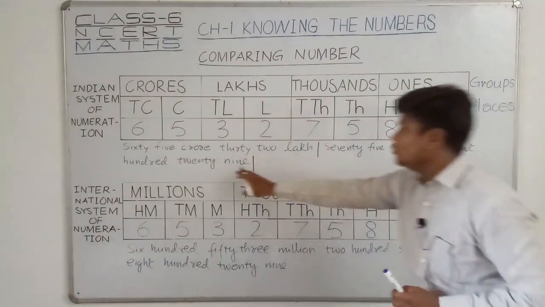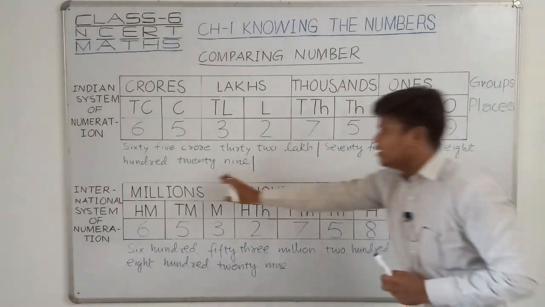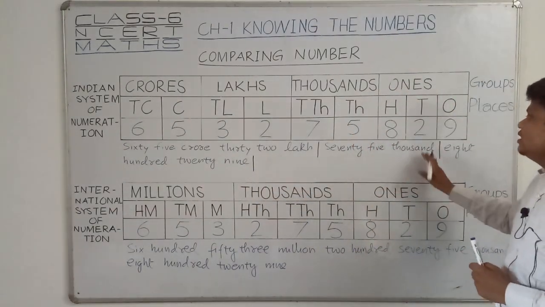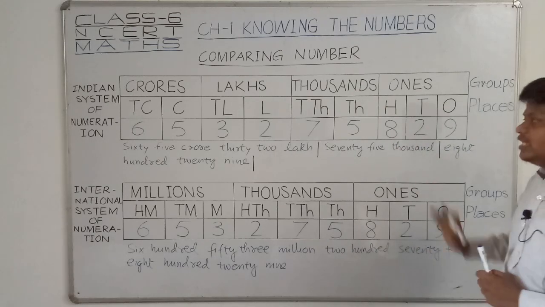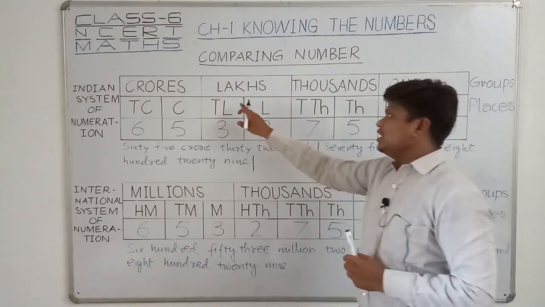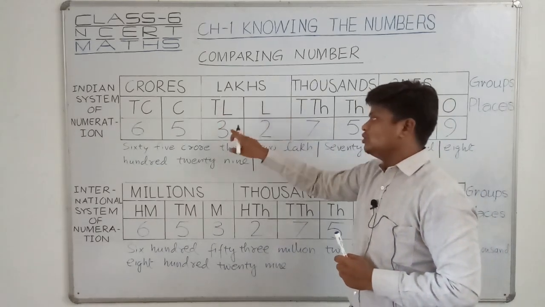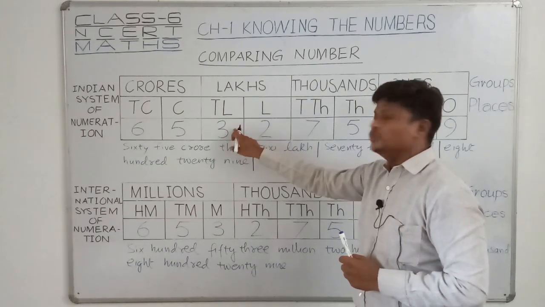So this is the first group, 829. This is the first group, that is the ones group, and 75,000, that is the 1000 group, that is the second number, right? Now we can see the place of the 2, that is on the lakh, and that is the 10 lakh. So I can combinedly say that 32, right?